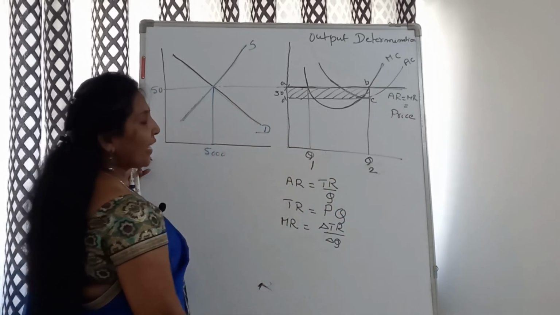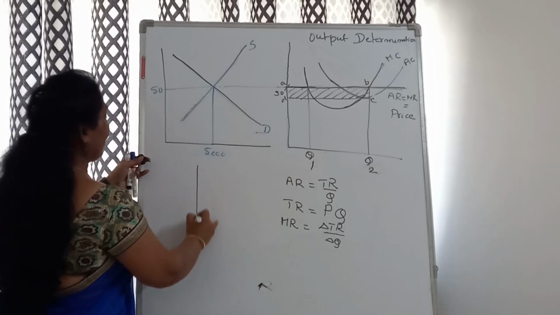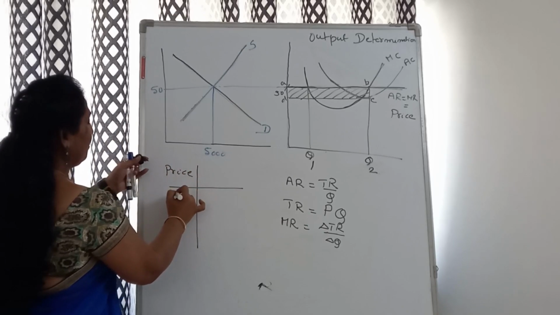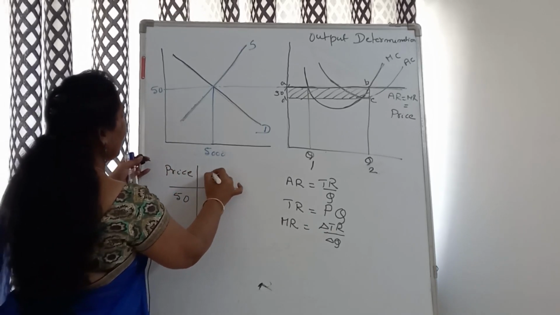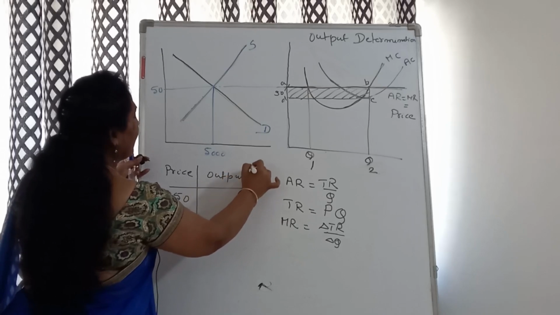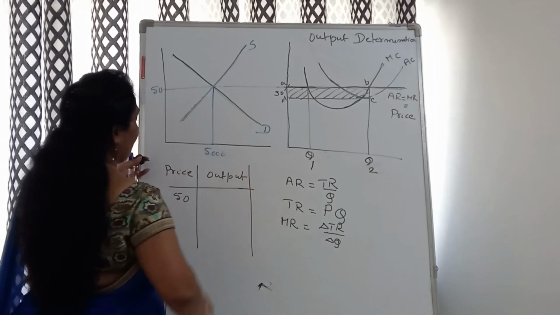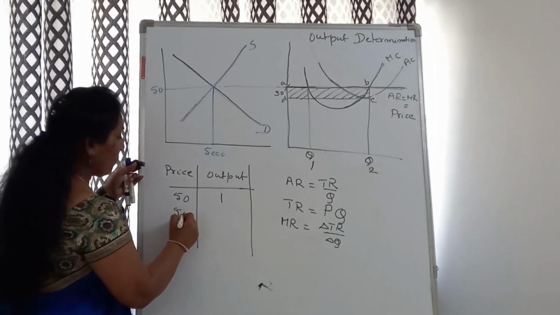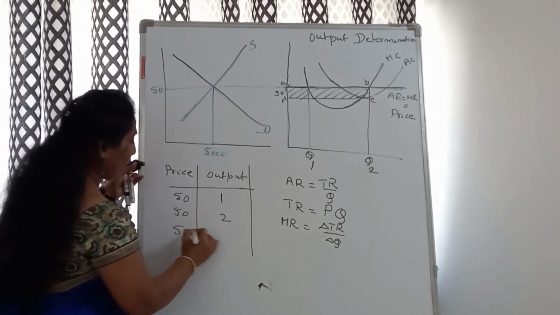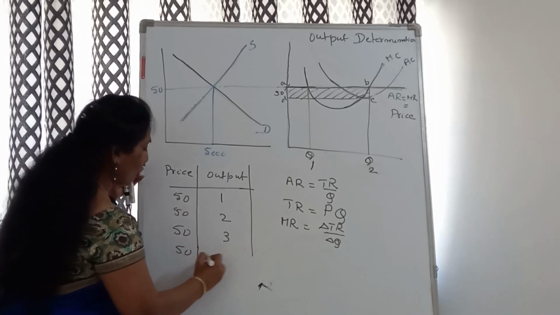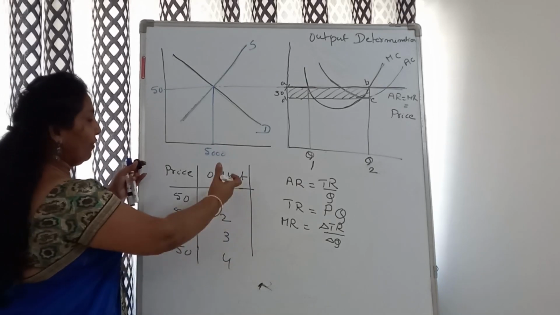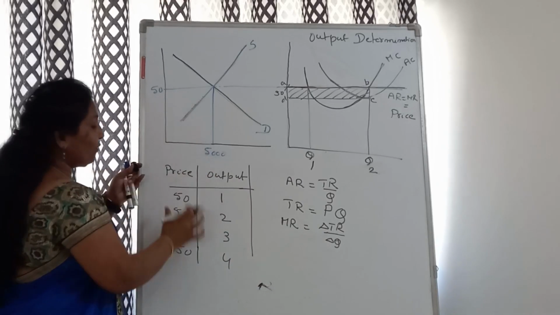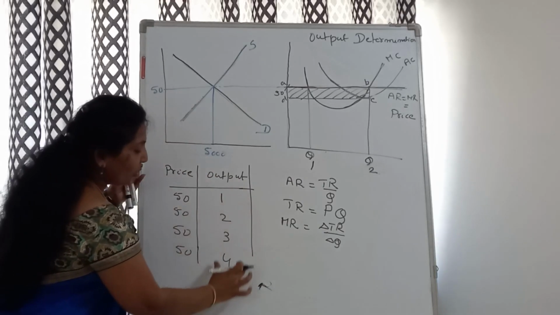Let me prove why AR is equal to MR is equal to price in perfect competition. The price given in perfect competition is 50, and the output a firm can supply at this 50: let us say 1 unit he can supply at 50. At 50 he can supply 2 units. At 50 he can supply 3 units. At 50 he can supply 4 units, and infinitely he can supply various quantities at price 50, because 50 is given to him by the market. At 50 only he can supply any amount of output.